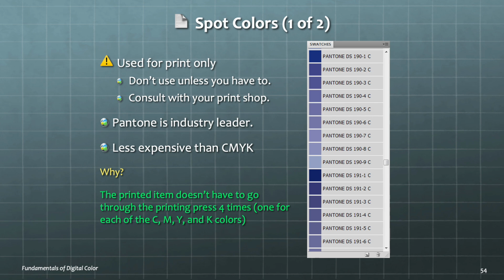That bright red can be simulated using CMYK inks, but using a spot color means that the job only needs to go through the press twice instead of 4 times. This saves cost.